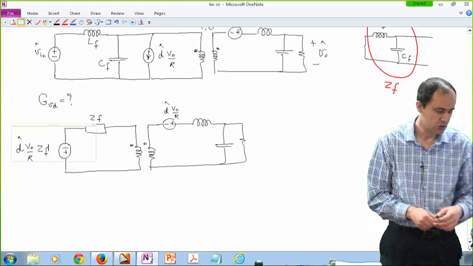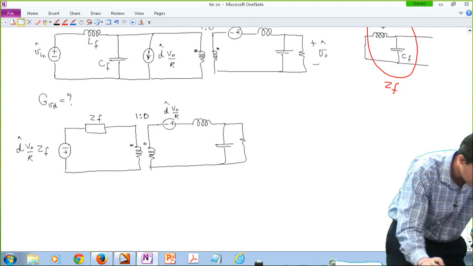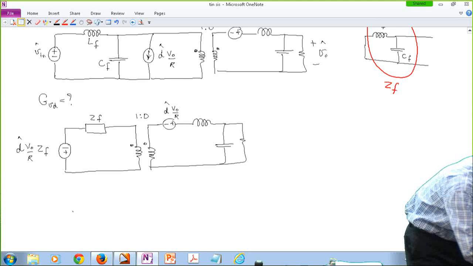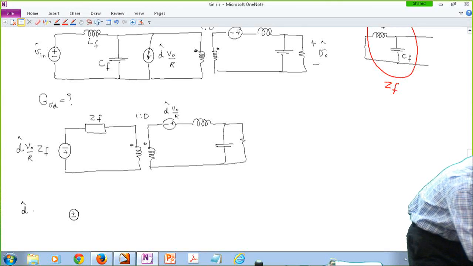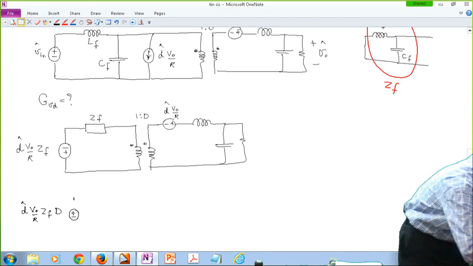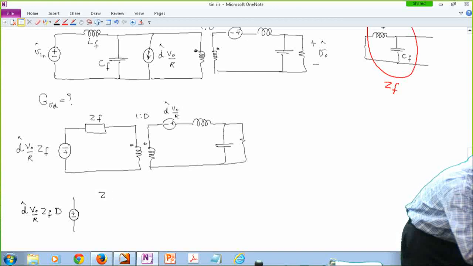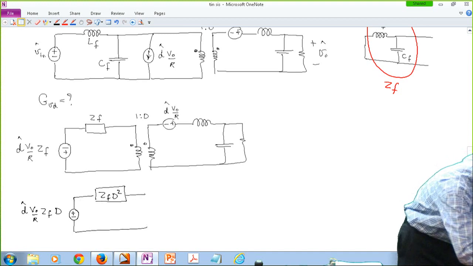Now I can have a transformer in the middle of my model. I can transfer everything to the right-hand side, or the left, it doesn't matter. In my notes, I'm transferring everything to the right-hand side. So let me do it. A voltage source transfers by being multiplied by the turns ratio, which is D. Then we have ZF transferred; because it's an impedance, it is multiplied by the square of the turns ratio, and then the rest of the model.